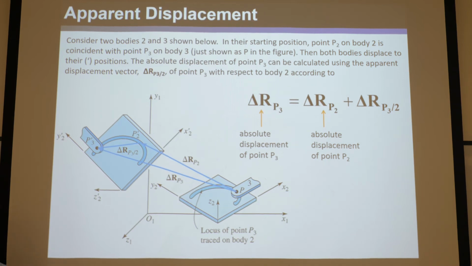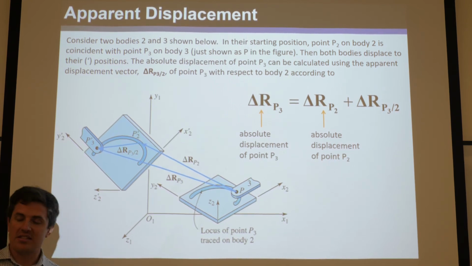So you've got to start getting the difference between absolute displacements and relative displacements of a body sliding on another body, and how they simply add together to get the absolute. So stare at it, read this a little bit, and it should make some sense.